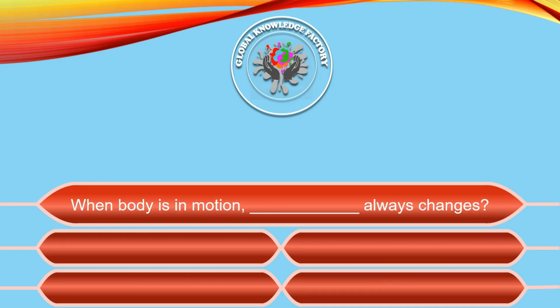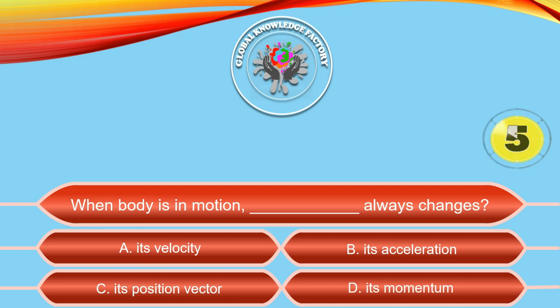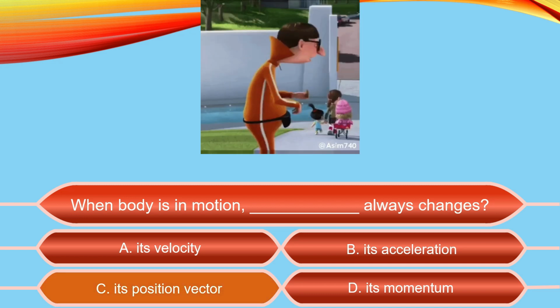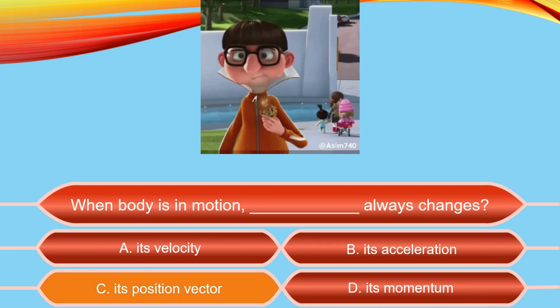When body is in motion, dash always changes. A. Its velocity, B. Its acceleration, C. Its position vector, D. Its momentum. Answer is C. Its position vector.